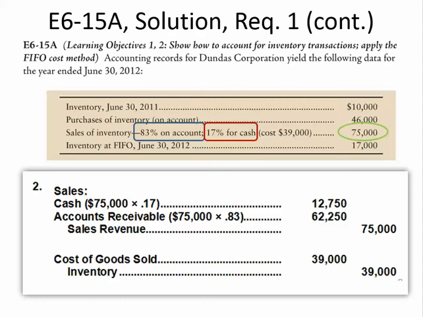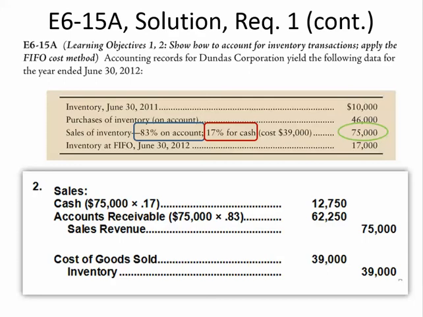So my sales were in two pieces. I had cash sales of 12,750, so I'm going to debit cash, and I had the rest of my sales were on account, so I'm going to debit accounts receivable for the 62,250. Now, my credit is to sales revenue, and that's for the total sales of 75,000. So that's the journal entry that reflects the sales to our customers.